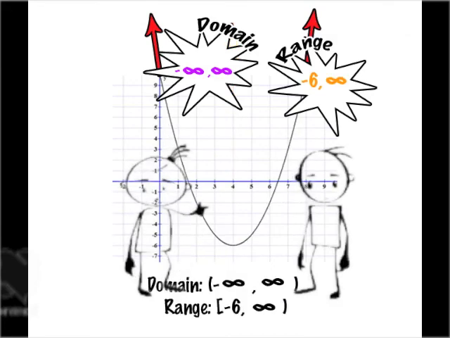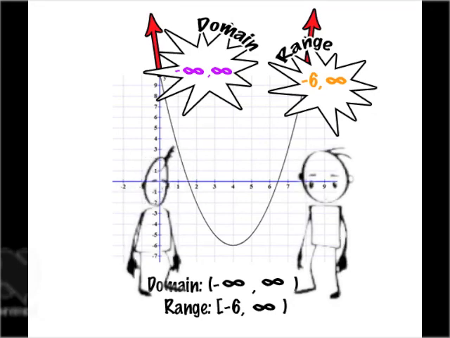Don't forget about our interval notation, where a square bracket means that -6 is part of the range and the parentheses are because you can never really equal infinity.